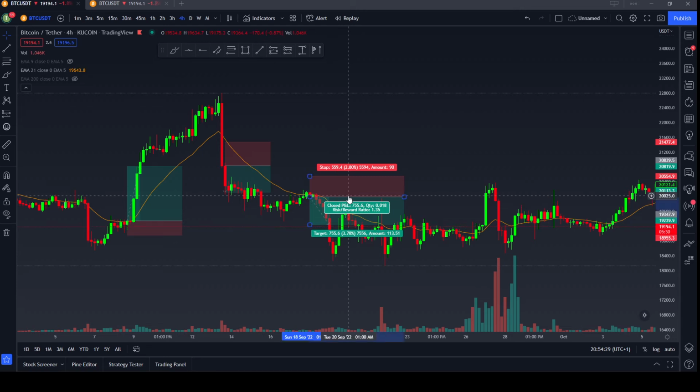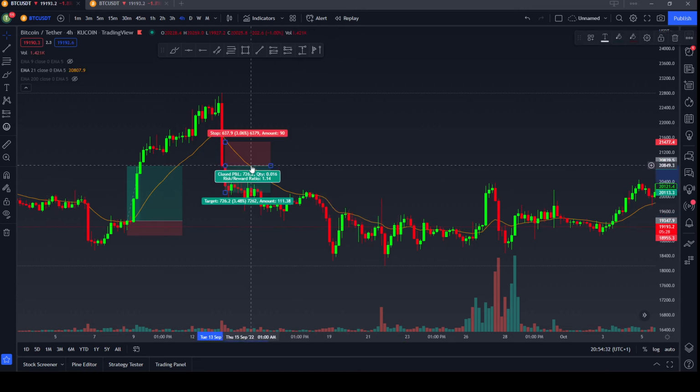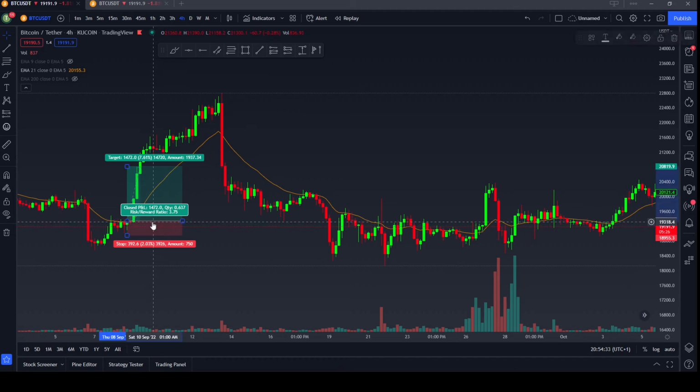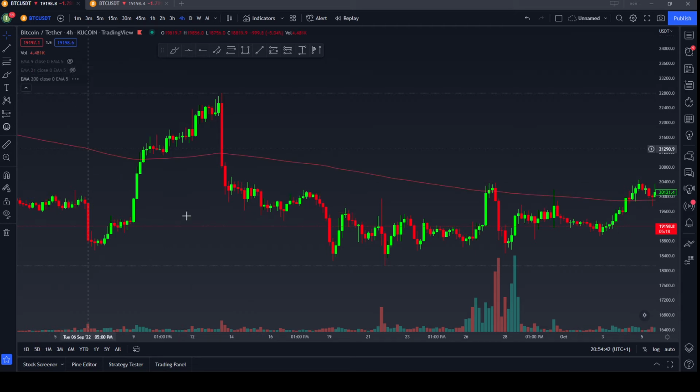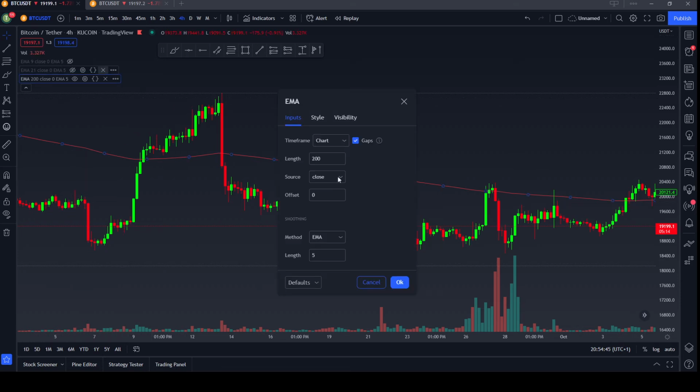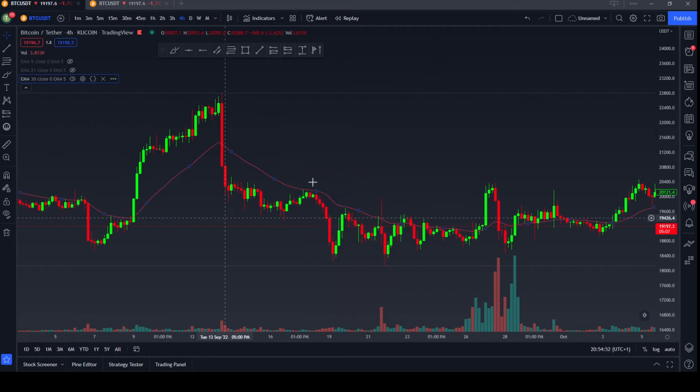Okay, so let's look at the 30. To be fair to the 30, and these can be applied, by the way, to all time frames. I'm just on the 4 hour now, but you can do all different time frames. This is 200. Let's make that 30. Okay.